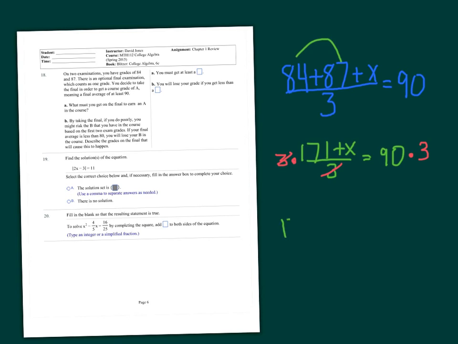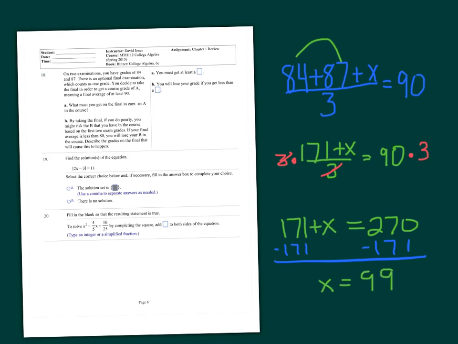So now we've got 171 plus x by itself on the left equals 270. And then hopefully it's easy enough after that. Subtract 171, and that's going to get x by itself. So x equals 99. That's a pretty high score on the final to get an A. But that's what you'll need to get an A in the course.